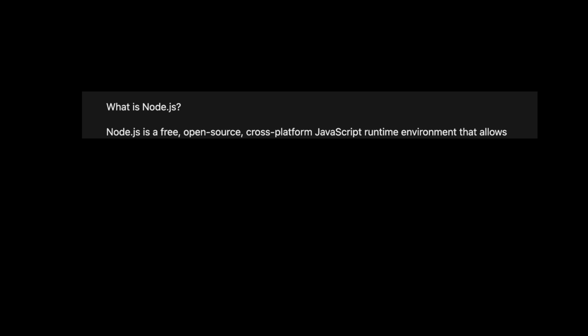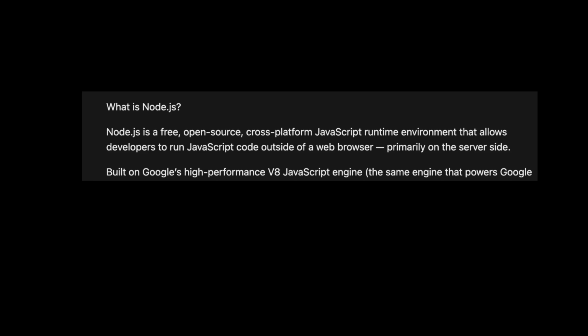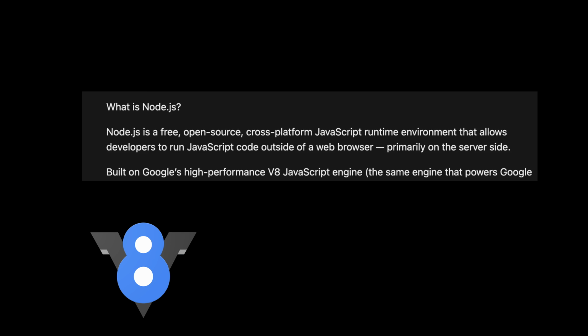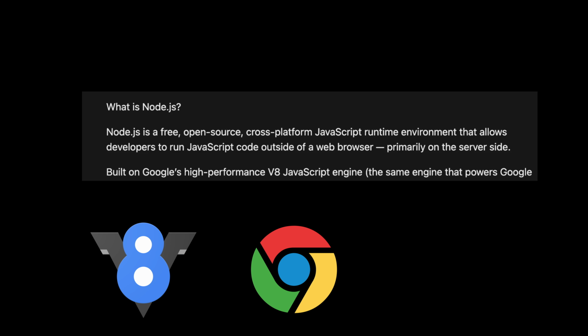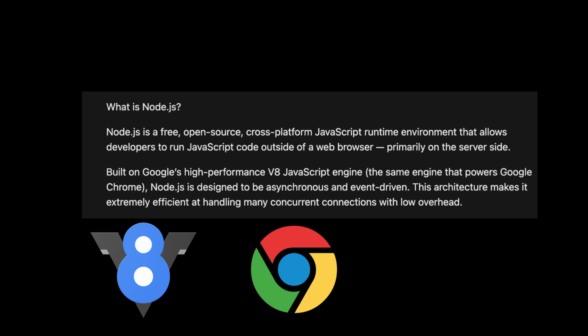Node.js is a free open source cross-platform JavaScript runtime environment that allows developers to run JavaScript code outside of a web browser. Okay, it's built on Google's high performance V8 JavaScript engine, the same engine that powers Google Chrome. So Node.js is designed to be asynchronous and event driven. This architecture makes it extremely efficient at handling many concurrent connections with low overhead.